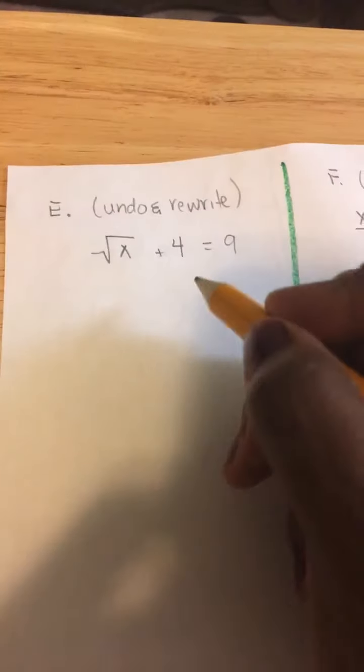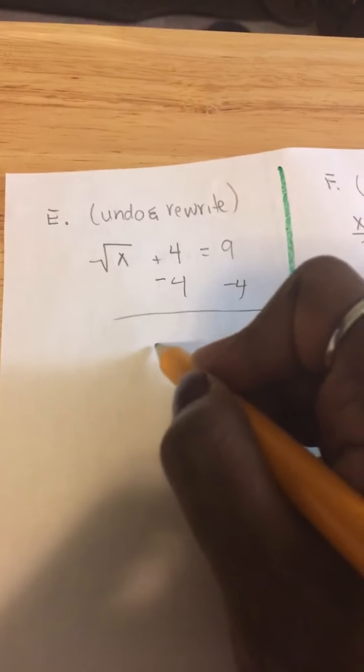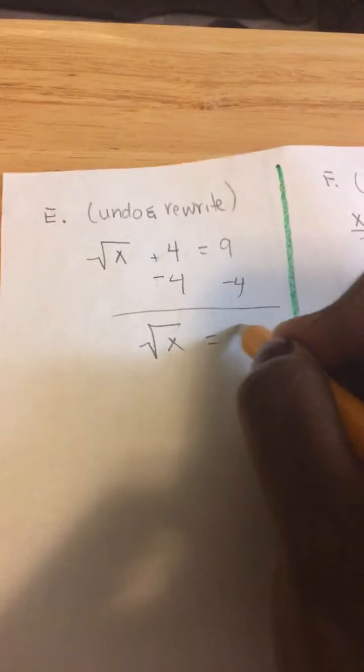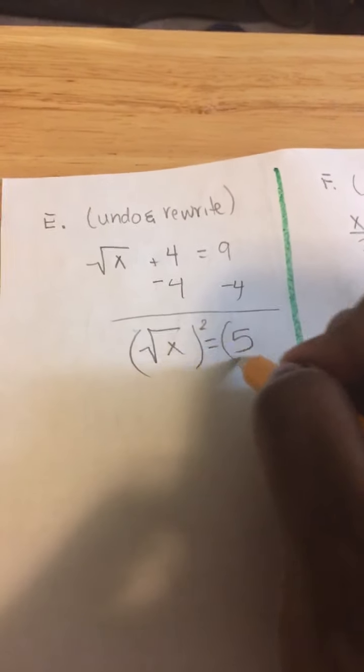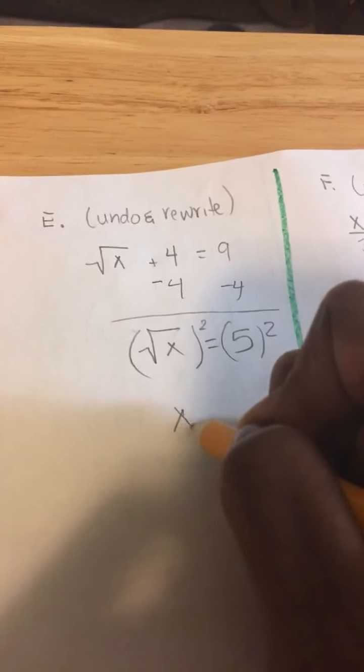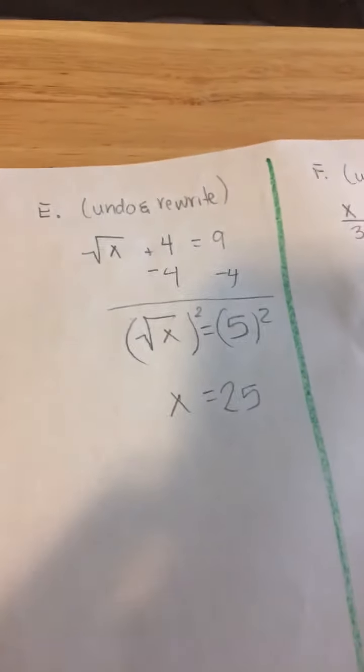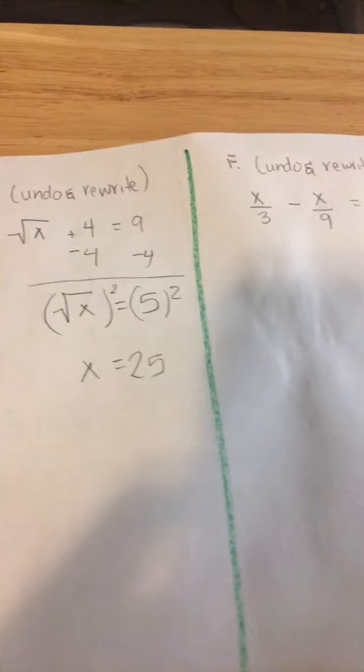Okay, and let's go to E. I have another square root. I want to undo this and rewrite it, so I'm going to first subtract the 4. So I get the square root of x is equal to 5. Now to solve for x, I'm going to undo that square root by second power on both sides. I get x equals 25.